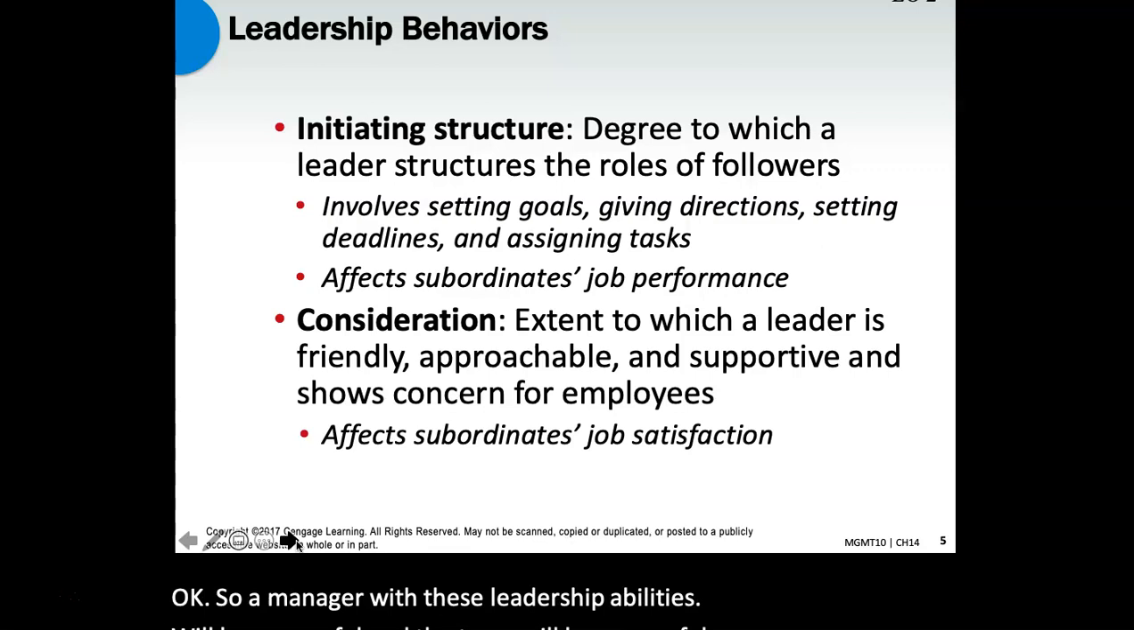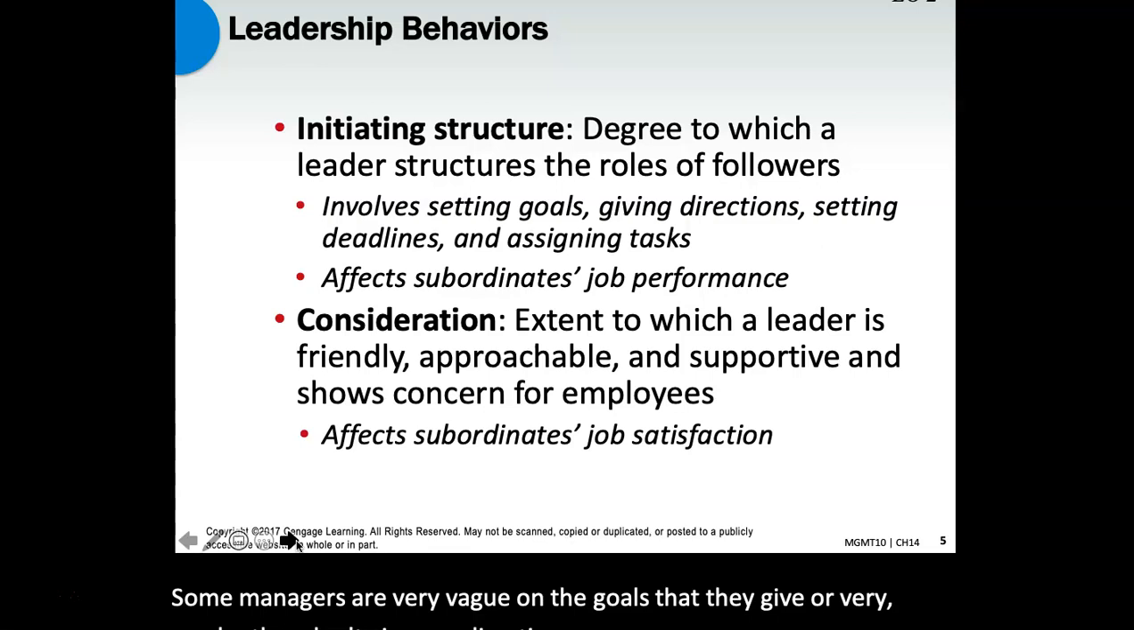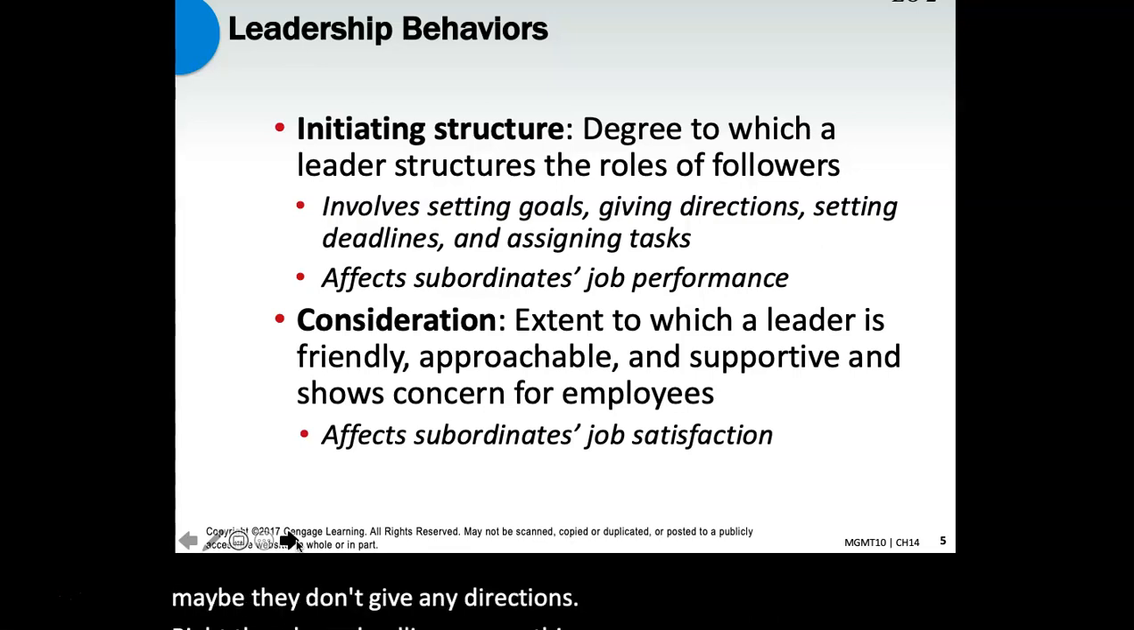Some managers are very vague on the goals that they give, or maybe they don't give any directions, or there's no deadlines on anything. It would be obvious then that manager does not have very good leadership skills.